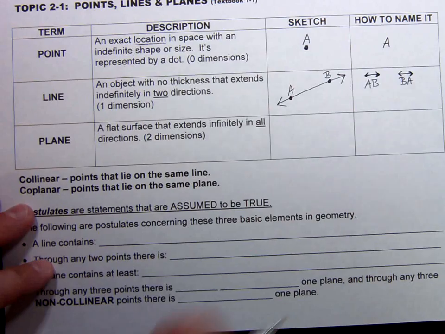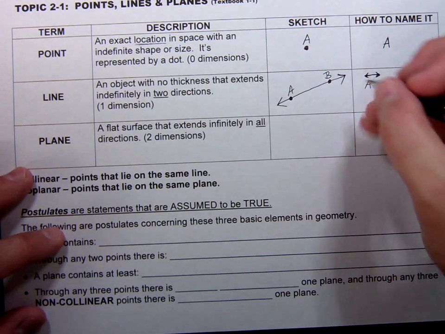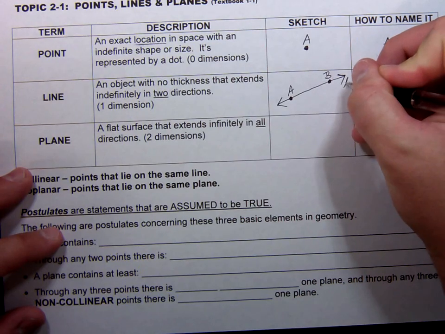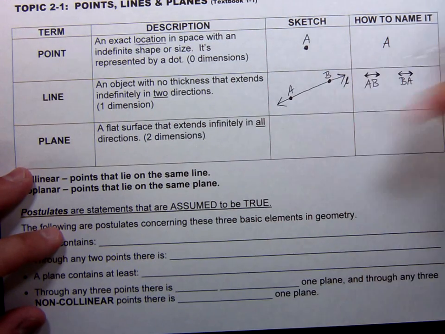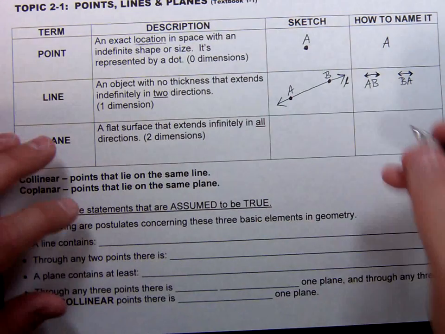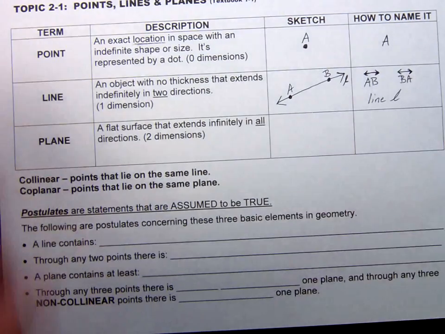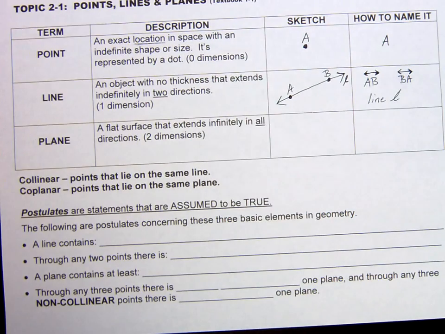Now, one other way that we'll name lines, and we won't use this as much, is that there could be a small script letter or small cursive letter next to one of the arrows, and we can use that to name the line. So we could call this line L. So there's 3 different names now for the same exact line.